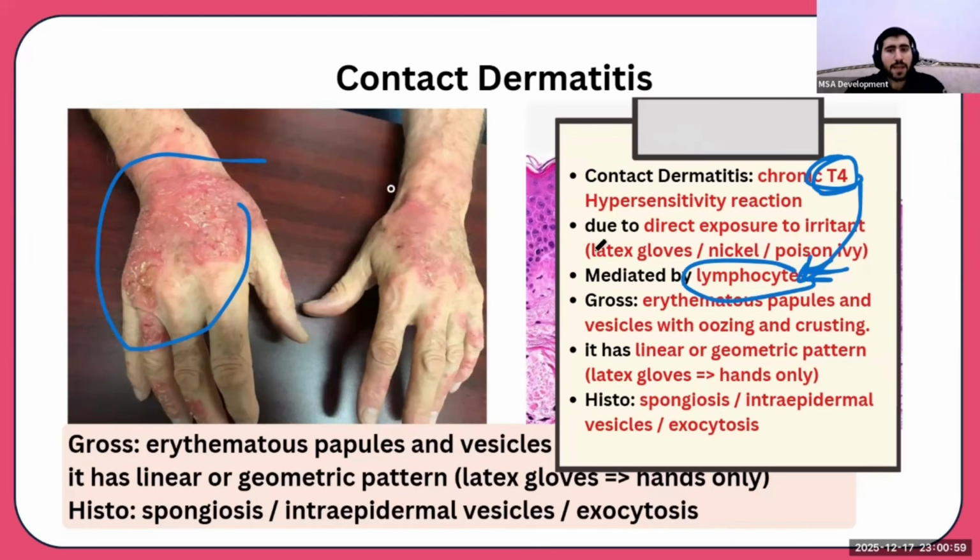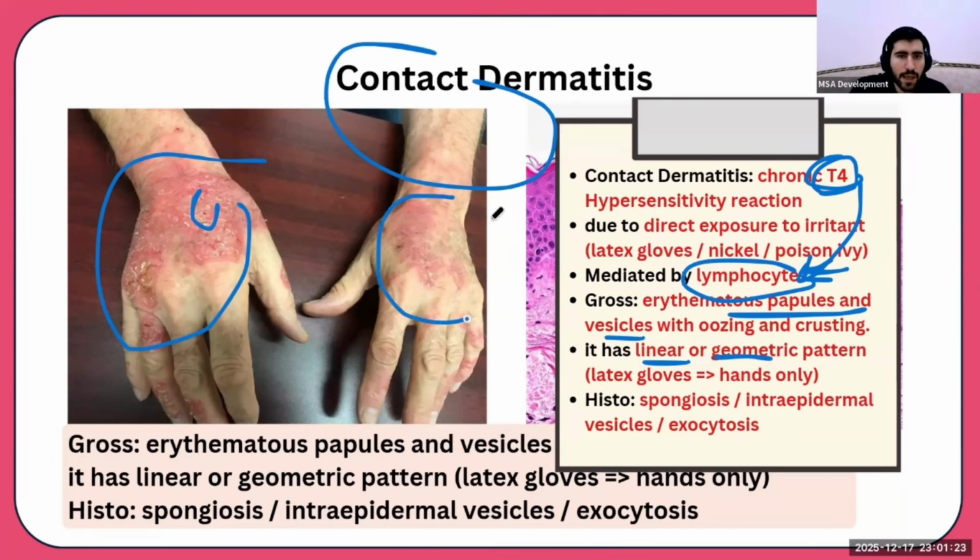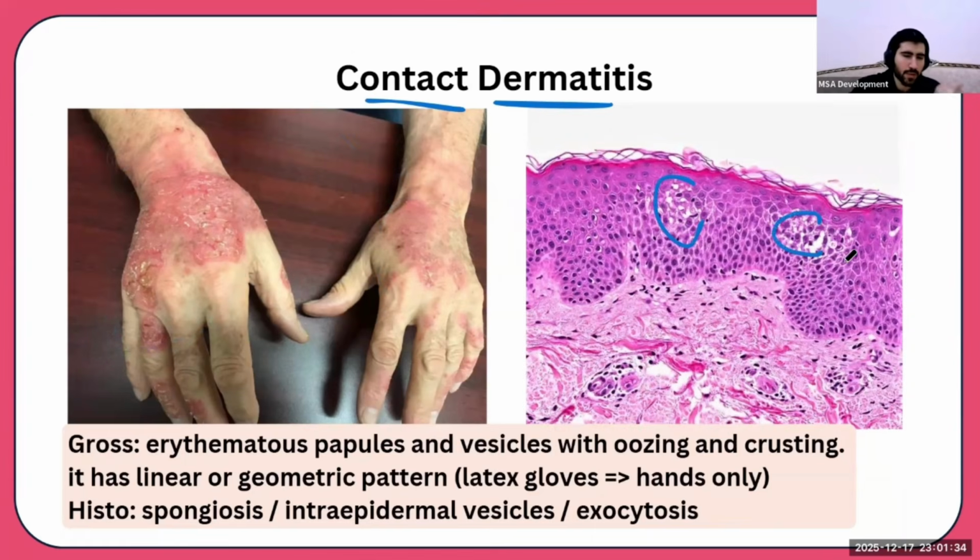Now, how does it present? It's erythematous plaques and vesicles only at the contact area because it's called contact dermatitis. Now, in urticaria or atopic dermatitis, it's all over the body. However, contact dermatitis is just at the point of contact. So if you wear gloves, you will have it on your hand. If you wear a nickel ring, it's just at the ring area. It is erythematous papules and vesicles, okay? It has a linear or geometric pattern, so it's only at the area of exposure. That's what geometric pattern means. And in histology, spongiosis, vesicles, and exocytosis. Okay, so similar to atopic dermatitis, spongiosis, and these things.